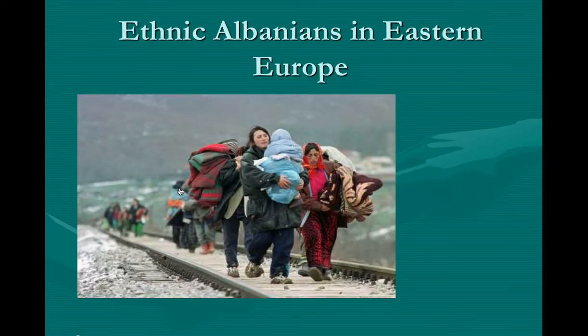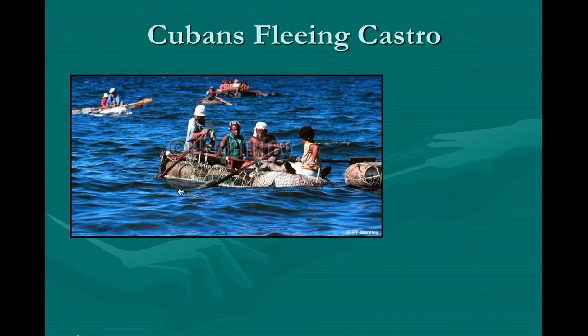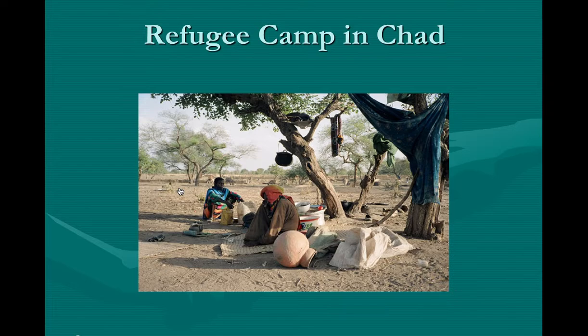Ethnic Albanians were sent to flee from their corrupt government. Here are some refugees from Sierra Leone. Sierra Leone is an African nation. Cubans fleeing Castro in the 1950s and 60s. Fidel Castro became a communist dictator in Cuba. Many of those Cubans fled, and just until recently, he's been the leader there. He's a little bit older now and has gotten into poor health, but many of the people were fleeing because of the communist regime there. And Chad is another country in Africa.